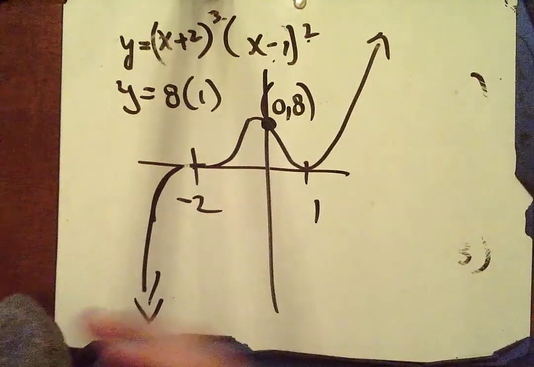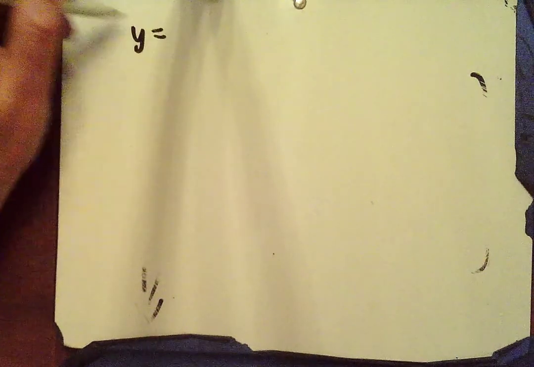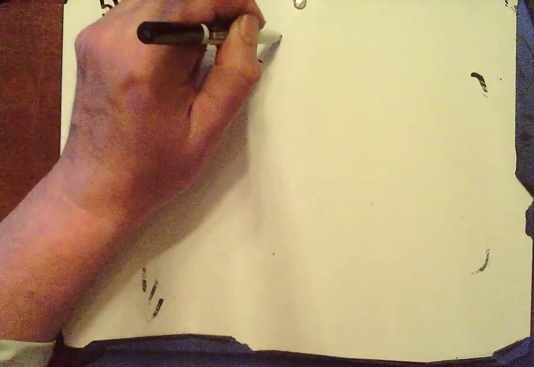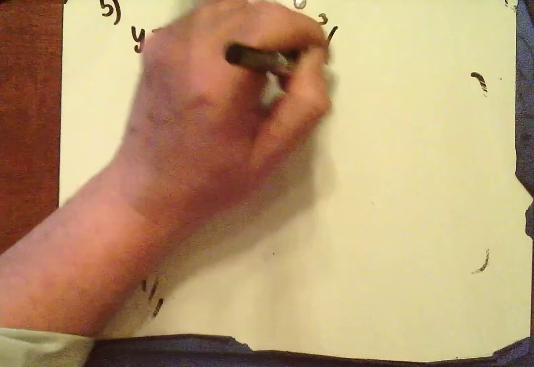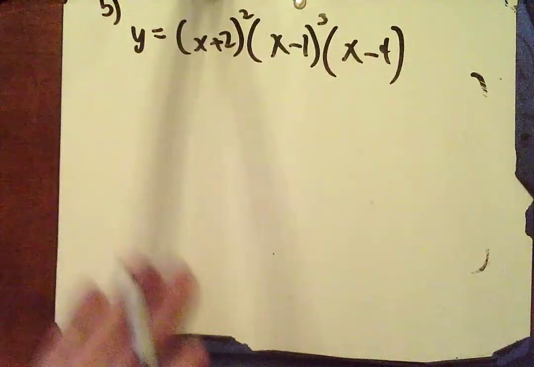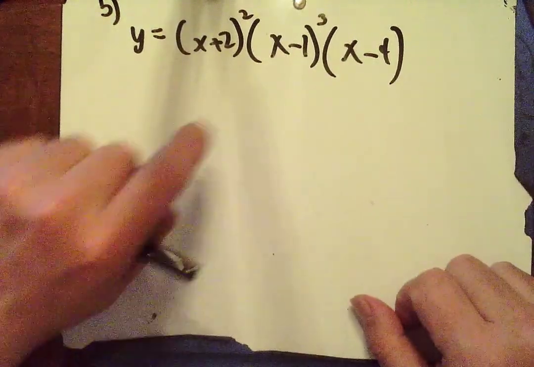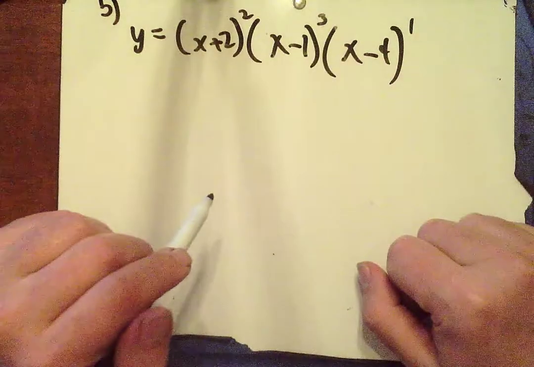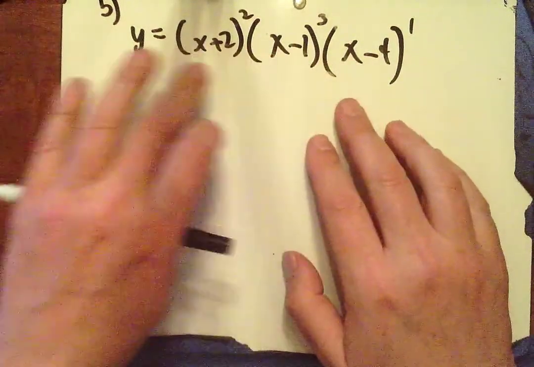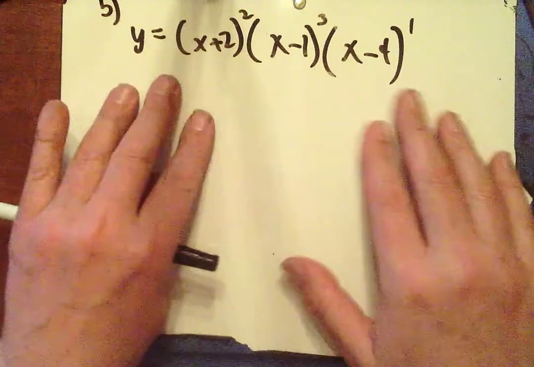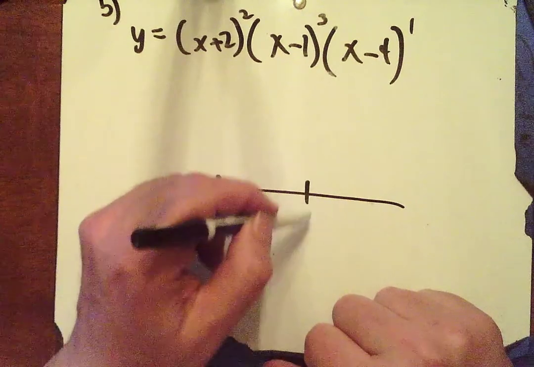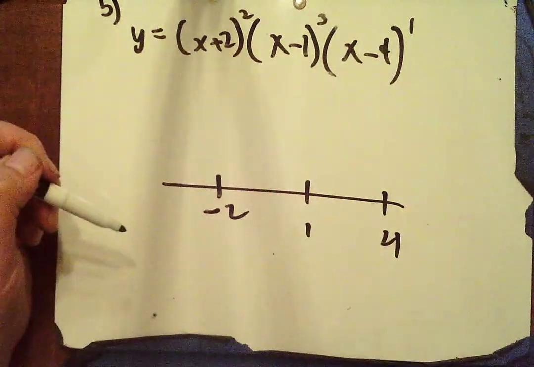Okay, what about B? y equals (x plus 2) squared, (x minus 1) to the third, (x minus 4). Well, here I see a 6th degree polynomial: 2 plus 3 is 5, plus 1 is 6. I don't see any negative x's to worry about, so this is going to be both ends pointing up, with an x-intercept at negative 2, at 1, and at 4.